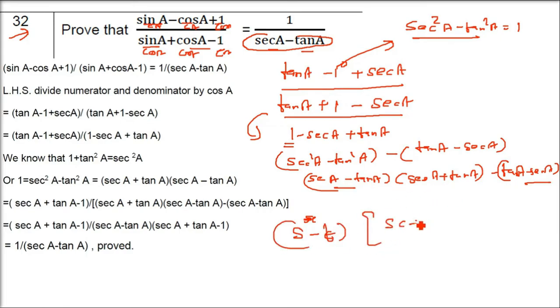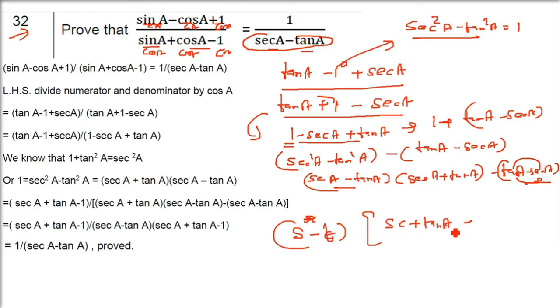I am taking common sec A minus tan A, and this will be this. I am taking only the denominator, right? Sec A minus tan A, when we take common, it will be sec A minus sec A plus tan A from the first, and then we have minus 1 also, because as I said, it is sec A minus tan A. It's not tan A minus sec A. I just wrote it by mistake, you can assume. So just assume that it is sec A minus tan A.